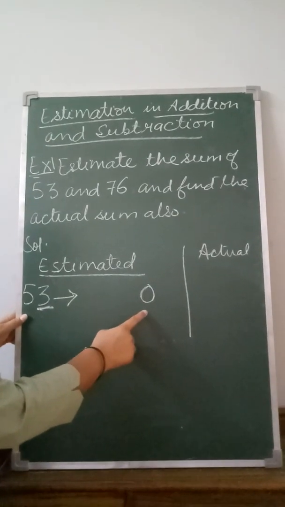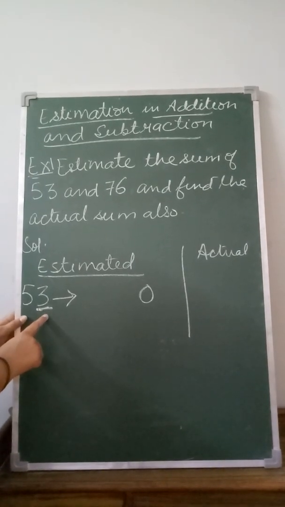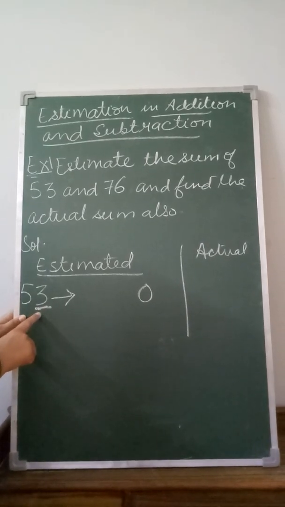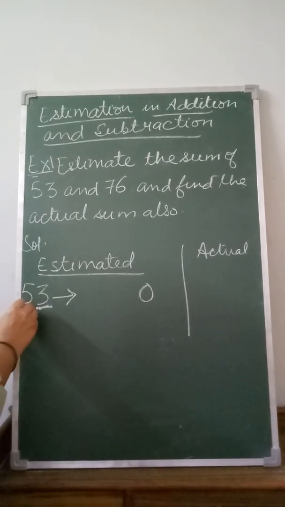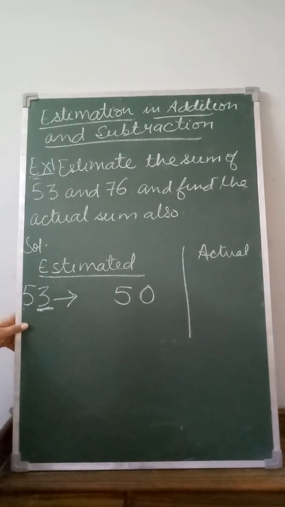Replace this number by 0. Again check this underlined number, underlined digit. Is the digit less than 5 or more than 5? If it is less than 5, then no change in the number, and that is on the tens digit, right?